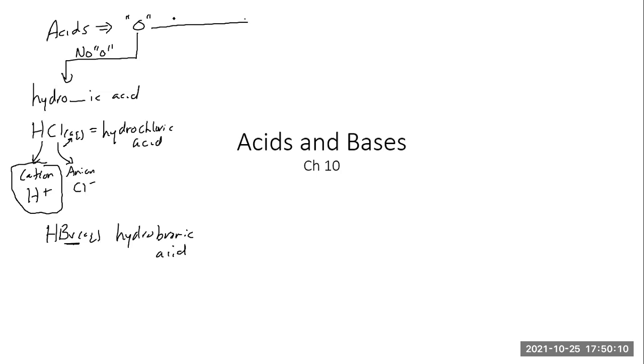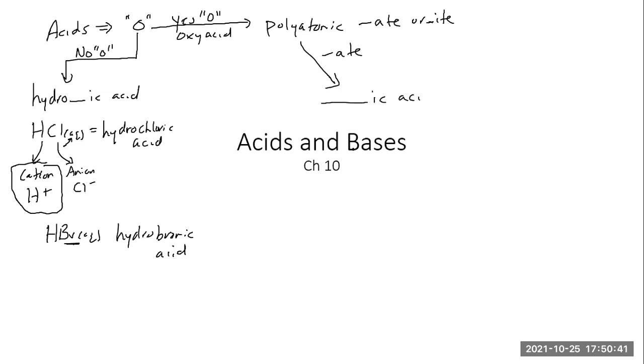If the answer is yes, that it does have oxygen, these are sometimes referred to as oxy acids. If it does, it will contain one of those polyatomic ions, if you remember from naming. And if you remember, polyatomic ions, most of them, end in ate or ite. If the answer is yes, and your polyatomic ion ends in ate, the acid would be something, ic acid. So for example, HNO3.